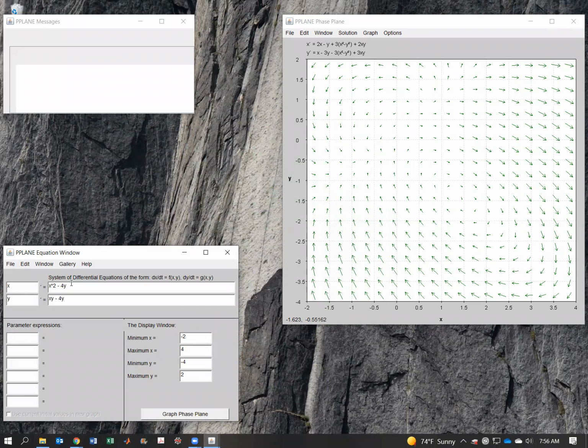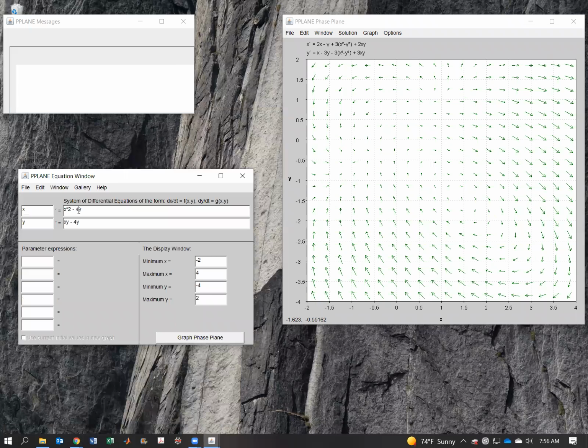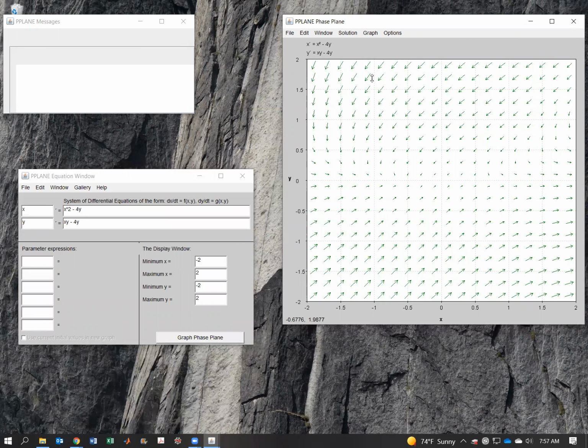I suppose I'd note that pplane is unique in that you don't always have to have the asterisk to indicate multiplication, but it reads this as x times y, and that's not common for computational codes and such. And I'm going to zoom in near, I guess, 0, 0. So minus 2 to 2, minus 2 to 2, graph the phase plane, and here we go.